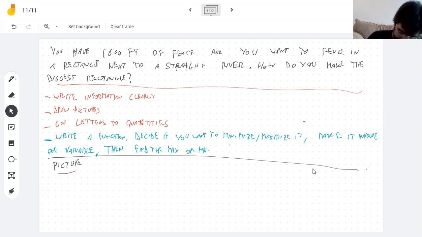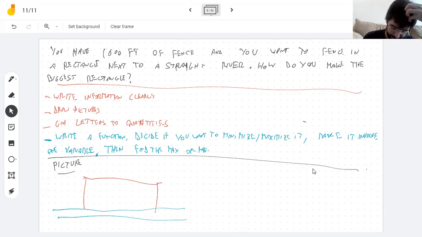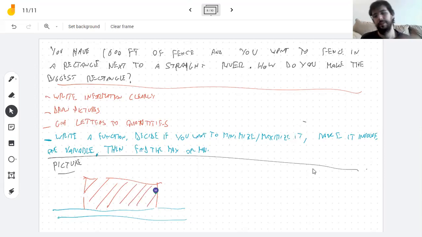So there's a river, and the river is straight. And then I'm trying to make a rectangle next to it. This will make the land in here my property, I guess. That's how it works, right? You make a fence, and whatever falls inside is yours. And now the question is, what letters do I write here? What data do I have? What quantity can I call by a letter? What quantities?